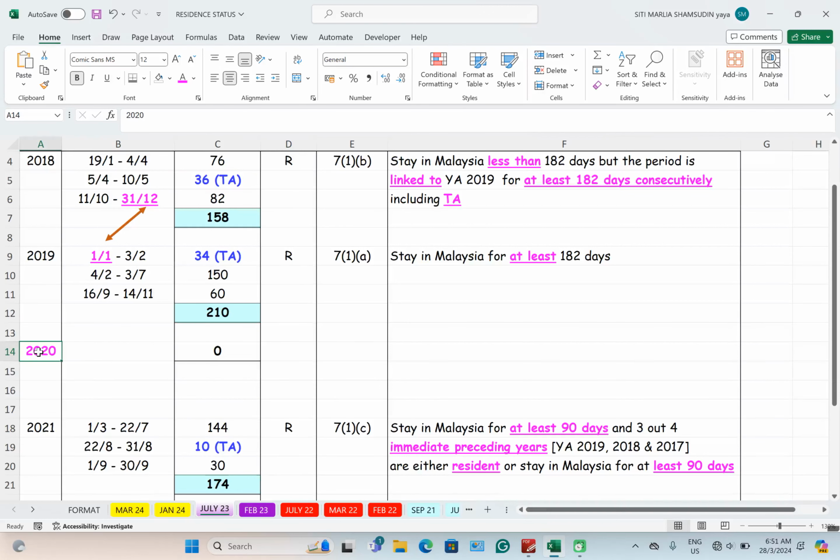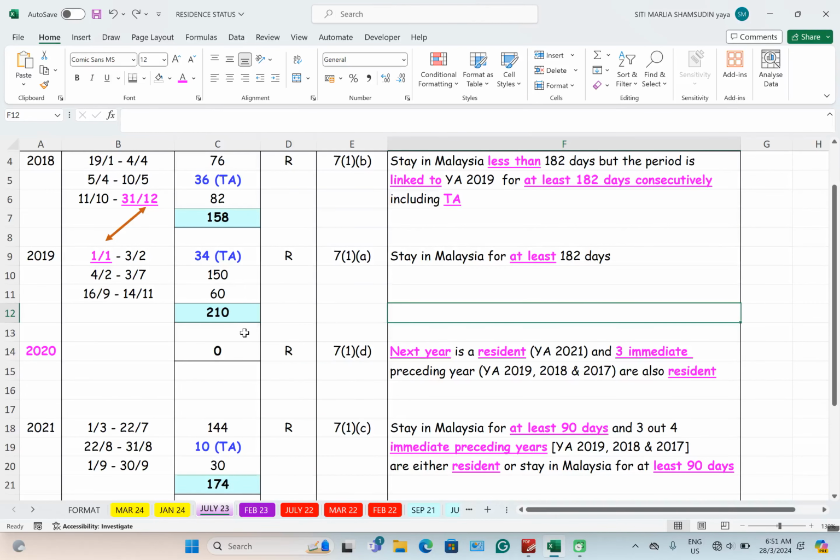Okay, go back to YA 2020. Guys, condition for D. Next year is resident. Look at our next year. Is it resident? Yes. Isn't it? So due to that, YA 2020, our section is section 7, subsection 1D. Resident under D. Okay, how do you give reason? Next year is a resident. Mention YA 2021. 3 immediate preceding years are also resident. Okay, 2019, 18, and also 17. Okay, done for 2020 and 2021.